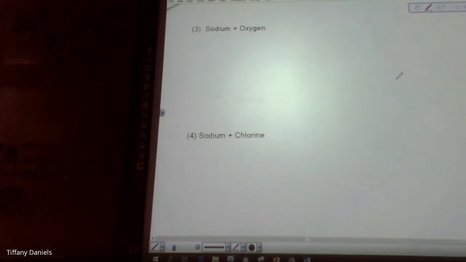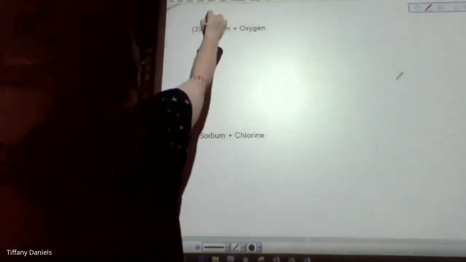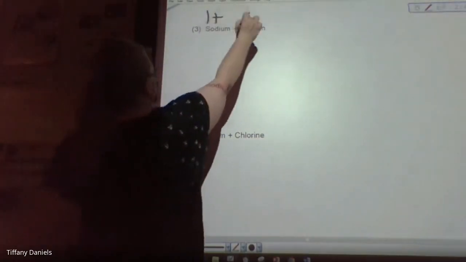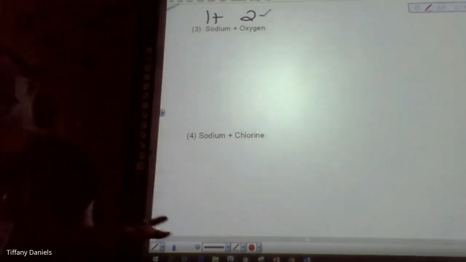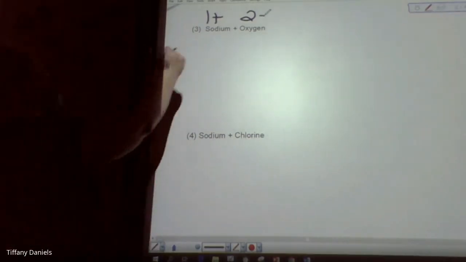Take a look at sodium and oxygen. Sodium is a 1 plus, oxygen is a 2 minus. Always start with your Lewis structure.